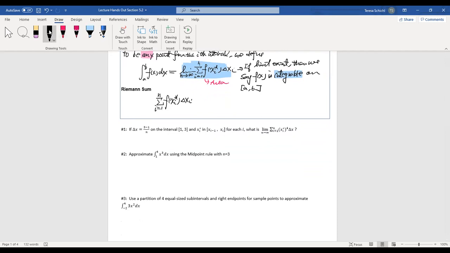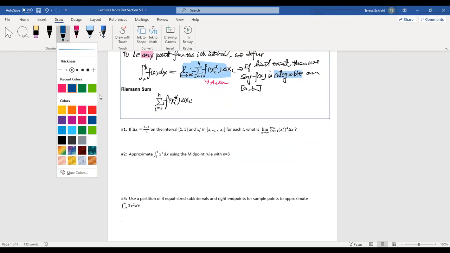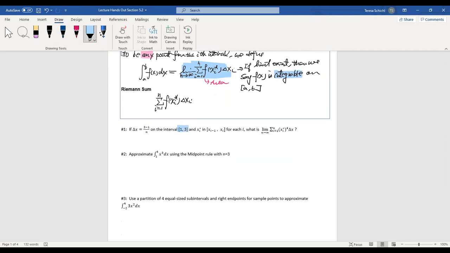So let's take a look here. For the first problem, let's say delta x is equal to 3 minus 1 over n, so this interval is from 1 to 3, and xi is any number inside this subinterval. Then this is the area, the summation from i equals 1 to n of xi to the 4th times delta x. So what is the limit for this? We know the limit here is the area.